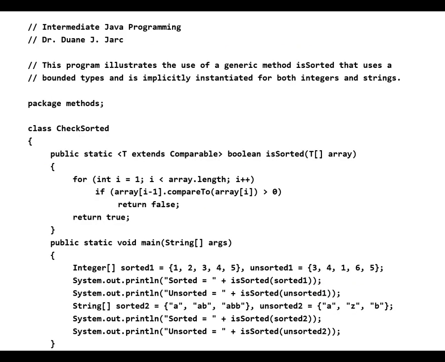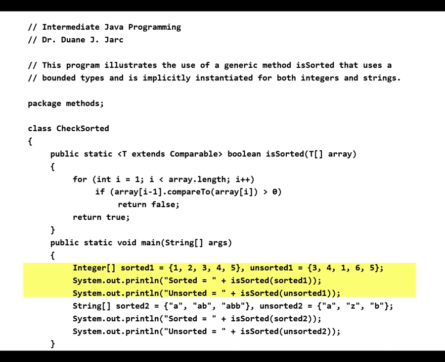This class CheckSorted contains the generic method isSorted. Here is its signature. As we just observed, the parameter of the method is a bounded type, which must implement the Comparable interface. This for loop compares adjacent elements, ensuring each one is less than or equal to the next. Notice that the compareTo method is needed, which is why a bounded type is required.